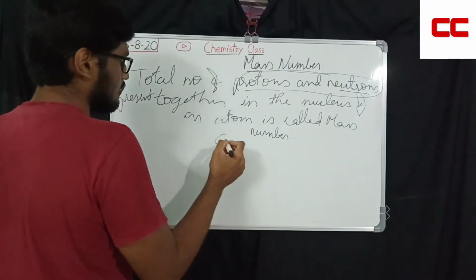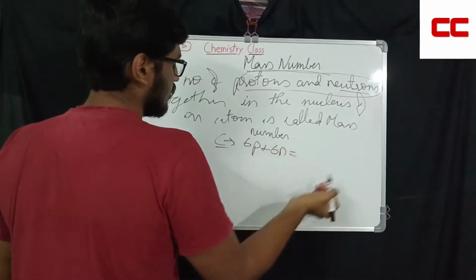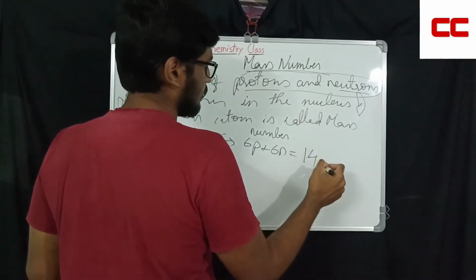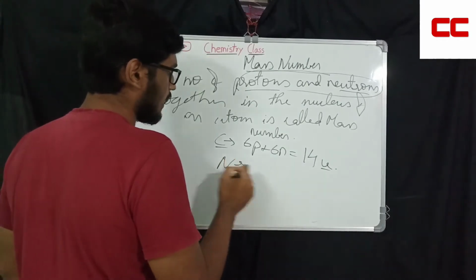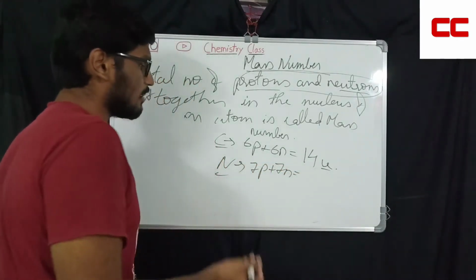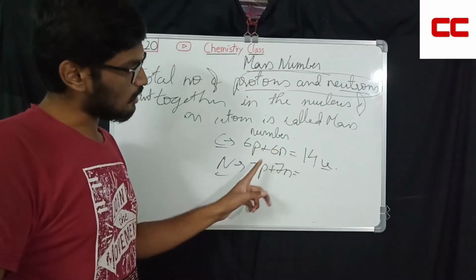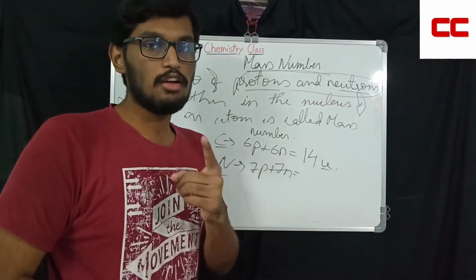And if you ask me what is the mass number of carbon, 6 protons and 6 neutrons gives us 12, and mass number is denoted by u, so 12 u. Nitrogen is N, capital N, 7 protons and 7 neutrons. You must have a doubt whether the number of protons and neutrons are always equal, but not actually always equal.